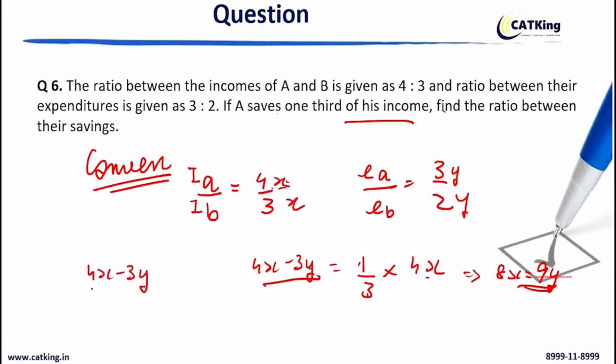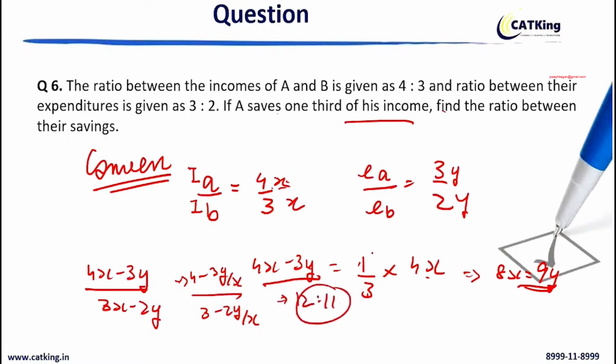4x minus 3y upon 3x minus 2y, right? I divide by x, so 4 minus 3y by x, upon 3 minus 2y by x. What is the value of y by x? Y by x, the value is 8 by 9, right? Just put 8 by 9, you will get your answer as 12:11.